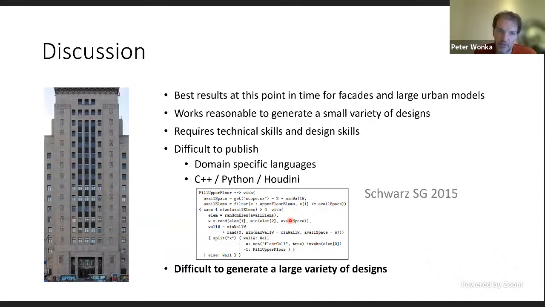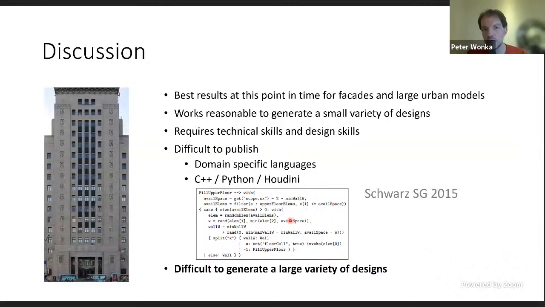And as discussion, I think that these are still the best basic results for modeling facades and mass models for generating large urban models. I do not think there has been, or there is, a better solution out there yet. And this works reasonably well to generate a small variety of designs. A downside is this type of work requires technical skills and design skills, a combination that is very rare. But nowadays, this type of work is difficult to publish. In some sense, to rewrite history, this is of course not what happened.